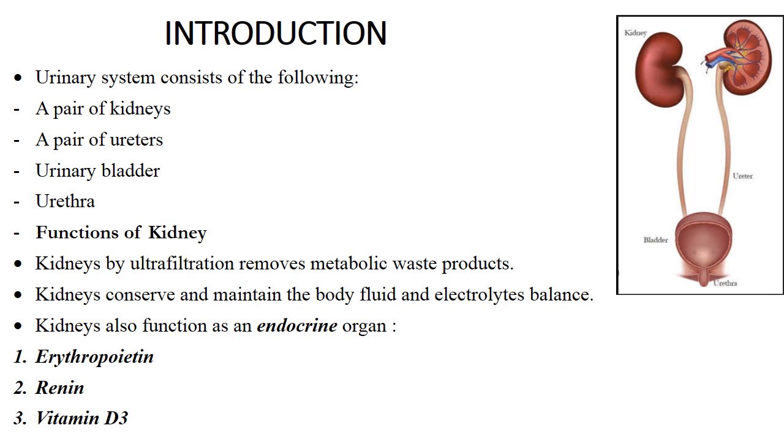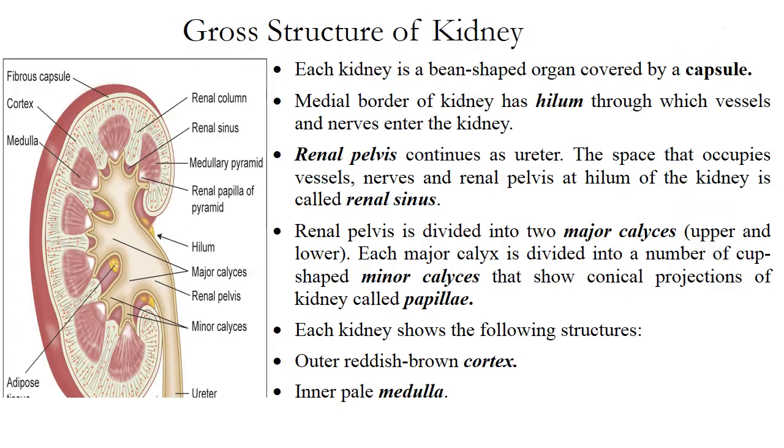It secretes erythropoietin, which helps in the formation of red blood cells, and erythropoietin production depends on the level of blood oxygen. Then the renin secreted by kidneys converts angiotensinogen to angiotensin 1, and it helps in regulating the blood pressure. Then the kidney secretes enzyme 1-hydroxylase that converts 25-hydroxyvitamin D3 produced by liver to its active form, that is 1,25-dihydroxyvitamin D3.